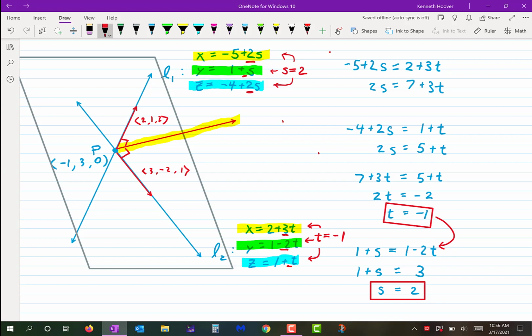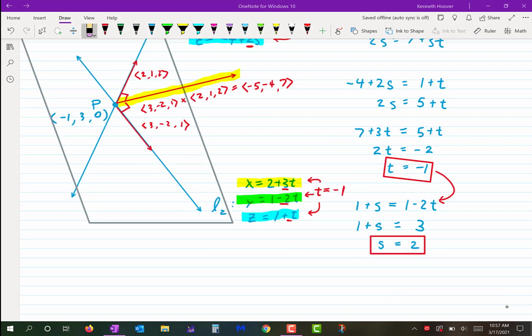3, -2, 1, cross with 2, 1, 2. And what do we get? We get -5, -4, 7. Okay, that's our normal vector for the plane.